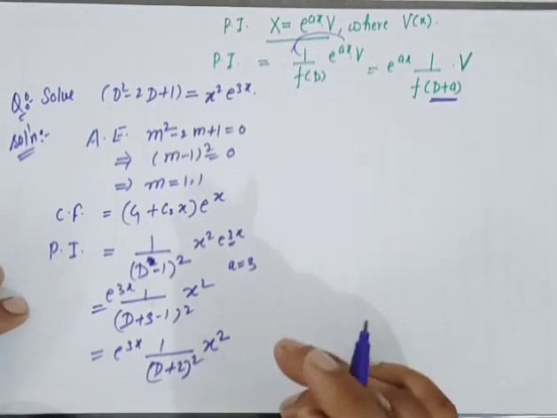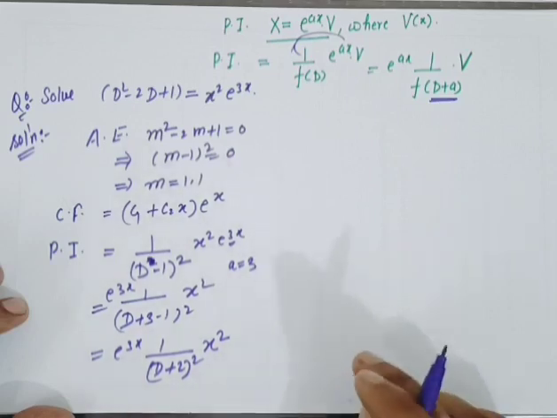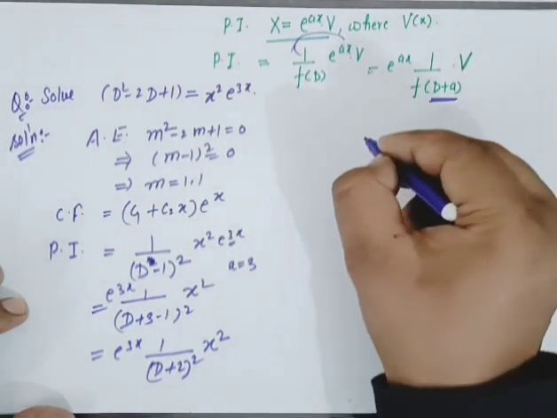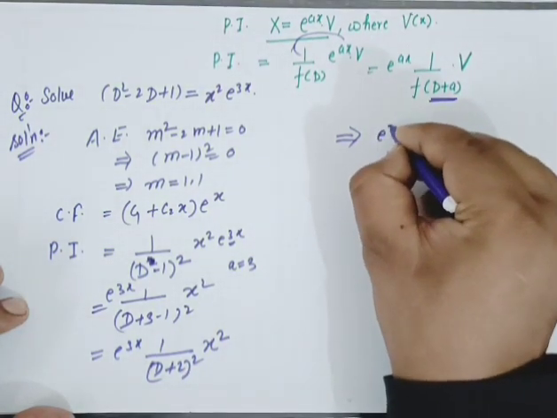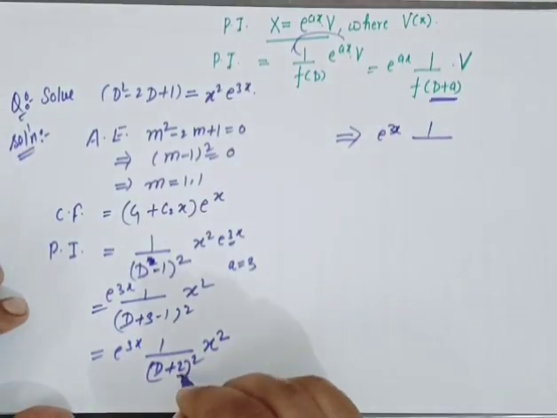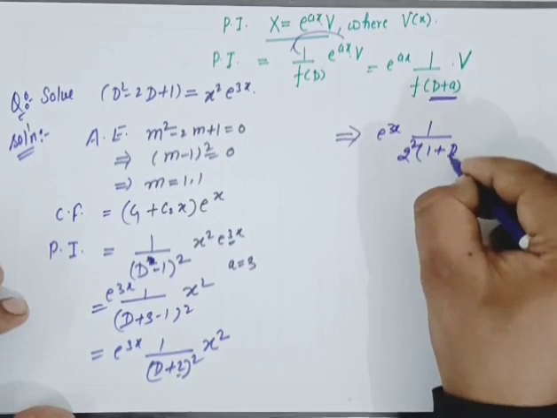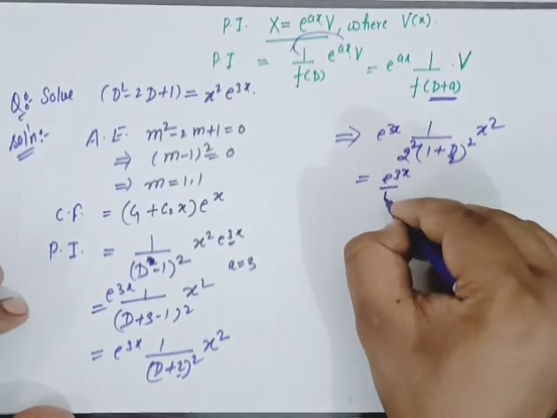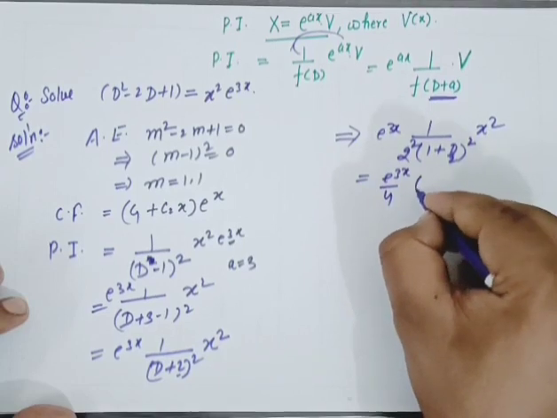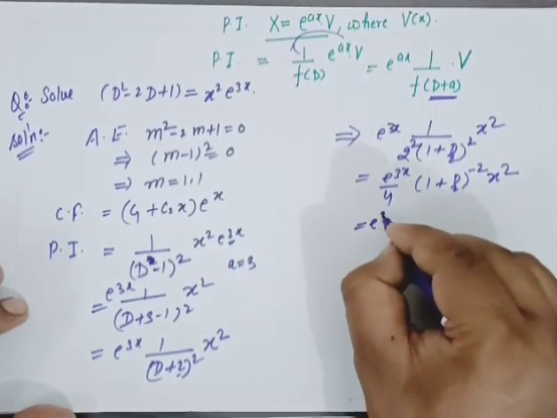This is in the x to the power m form, or polynomial form. To solve this, we need to convert it into the 1 plus phi of D form by taking the lowest degree term outside. That is, taking 2 outside, that is 2 to the power 2 outside. Now 1 plus D by 2 to the power 2, x square. Now you can write it as e to the power 3x by 4, and you can write this in the numerator as 1 plus D by 2 to the power minus 2, x square.